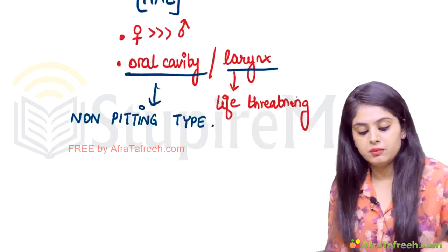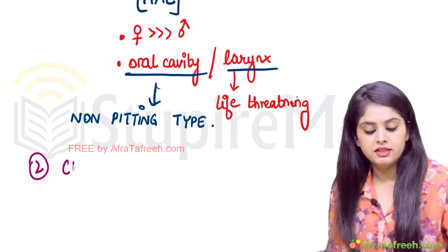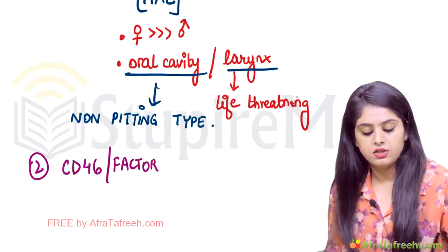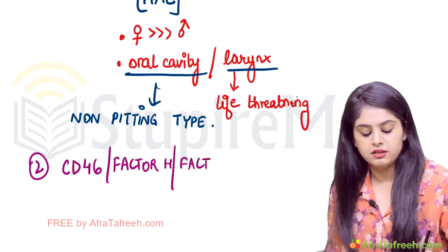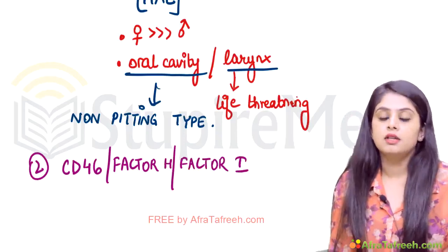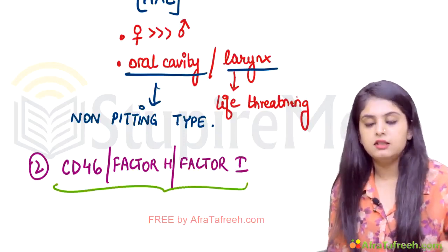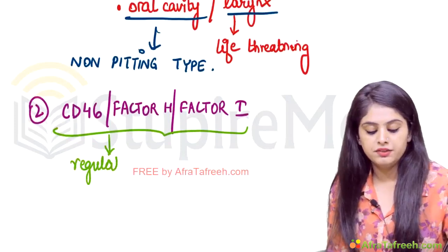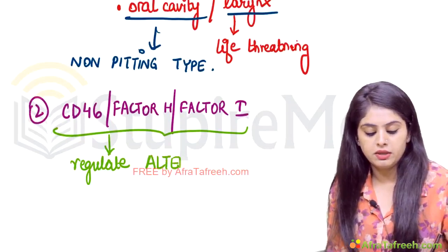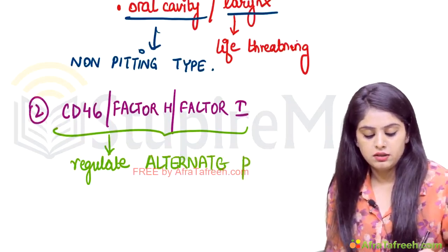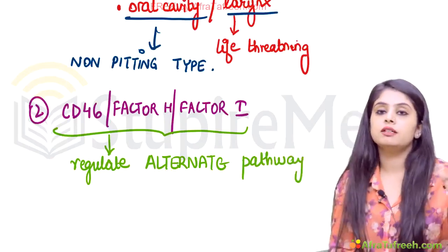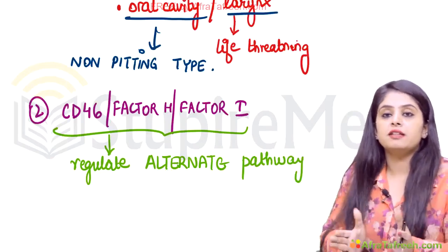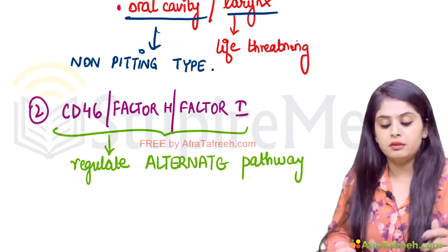The second regulatory protein that we need to know is CD46, factor H and factor I. Remember that these three molecules that I have written over here will regulate the alternate pathway. Till now we had done C1 inhibitor, which was regulating C1, that is the classical pathway. These three molecules, CD46, factor H and factor I, will regulate the alternate pathway.